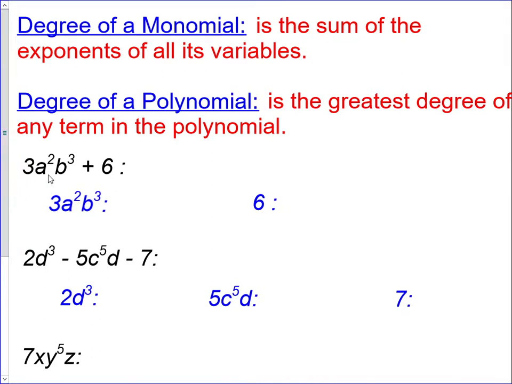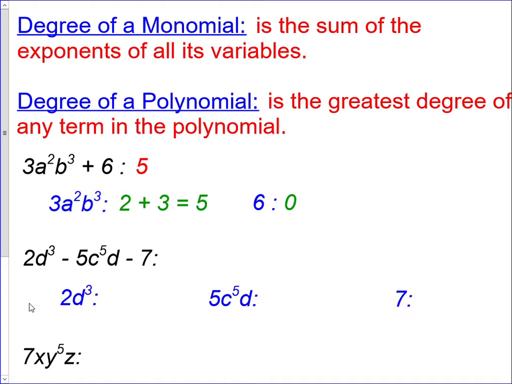So here is a binomial. We've got the terms 3a squared b to the third power plus 6. So we've got two terms there, two separate monomials. In this one, if we add the exponents on the variables, we would do 2 plus 3, which is 5. Remember, 6 is a constant, and it didn't say anything about adding the exponents of the constant. So this constant has a degree of 0. Well, 5 is definitely higher than 0, so the degree of this polynomial would be 5.